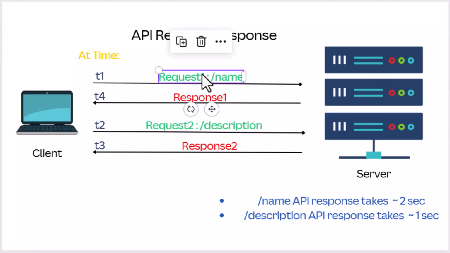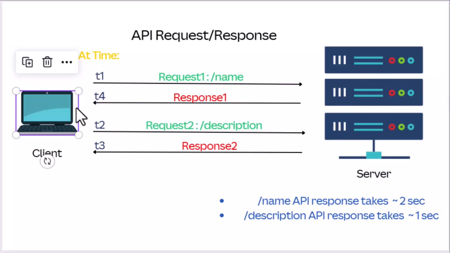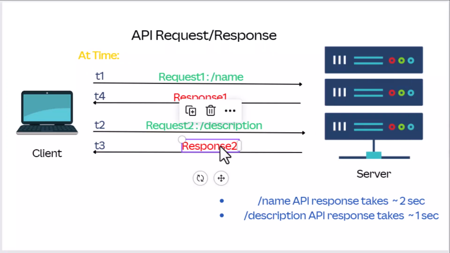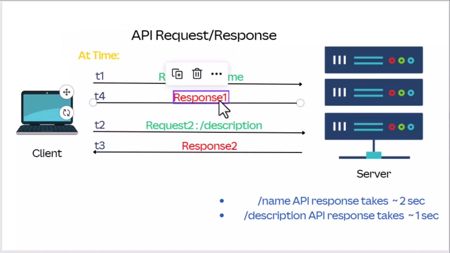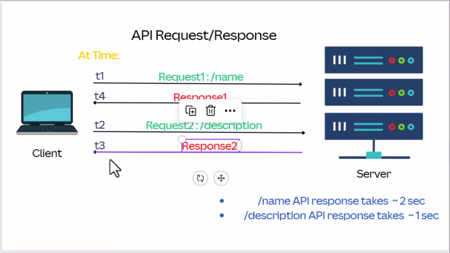Now in a synchronous world, what will happen is you will fire the /name API, right? It will reach the server, the server will process it, it will take around 2 seconds, and then pass a response. The client will receive the response and then fire the next call, which is /description, and the server will receive it, process it and send the response back, right? So in that case, the time instances would be T1, T2, T3, and T4, all in sequence, right?